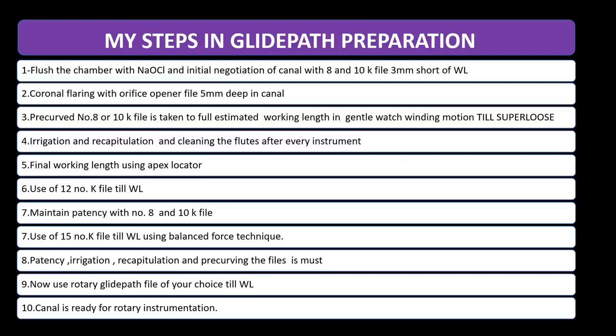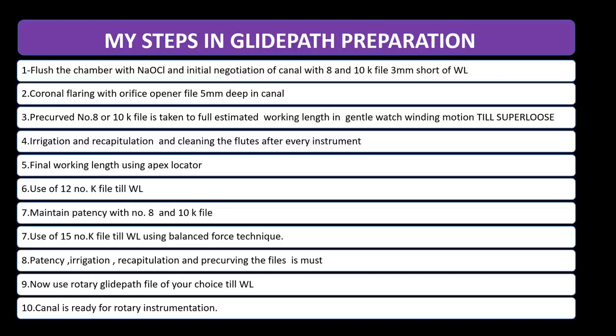Flush the chamber with sodium hypochlorite and begin initial negotiation of the canal with number 8 and 10 K files 3 mm short of the working length. Coronal flaring with an orifice opener file 5 mm deep in the canal. A pre-curved number 8 and number 10 K file is taken to the full estimated working length in a gentle watch-winding motion till it becomes super loose. Then irrigation, recapitulation and cleaning the flutes after every instrument. Final working length using an apex locator.